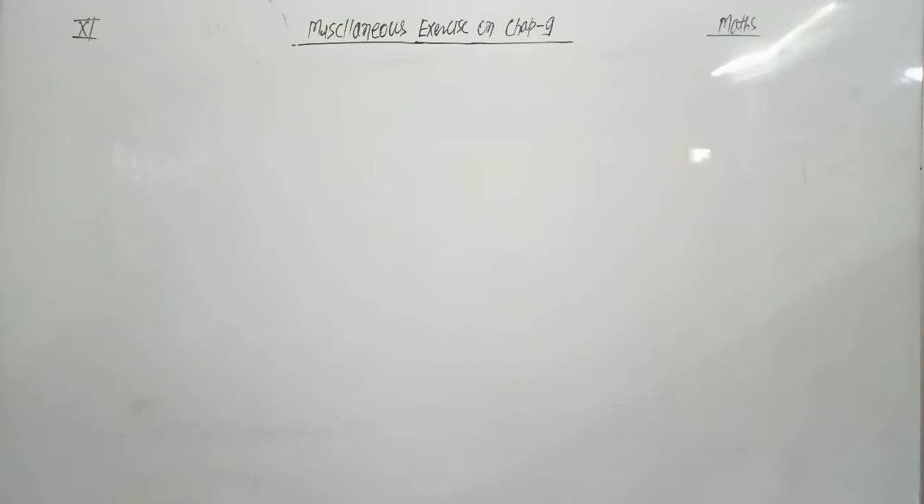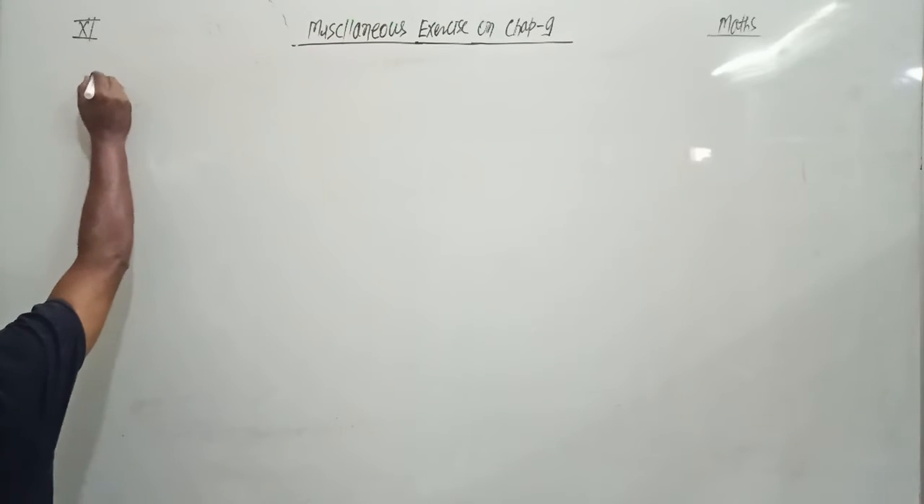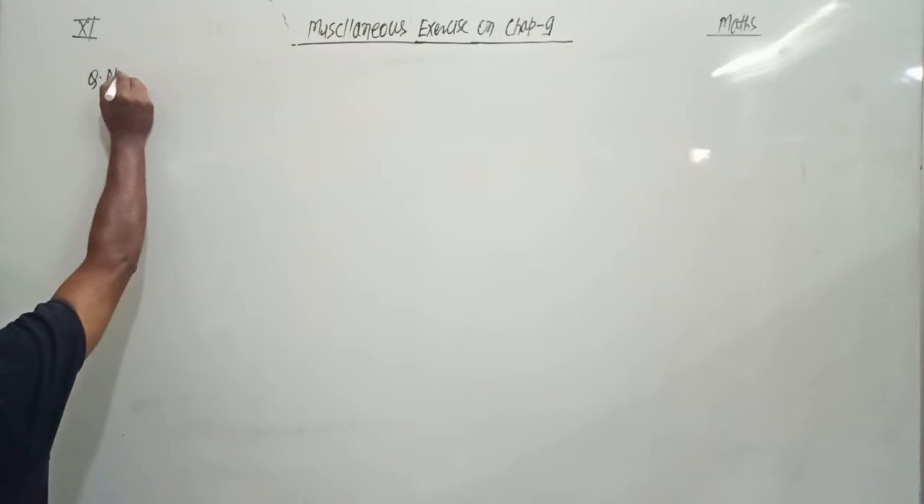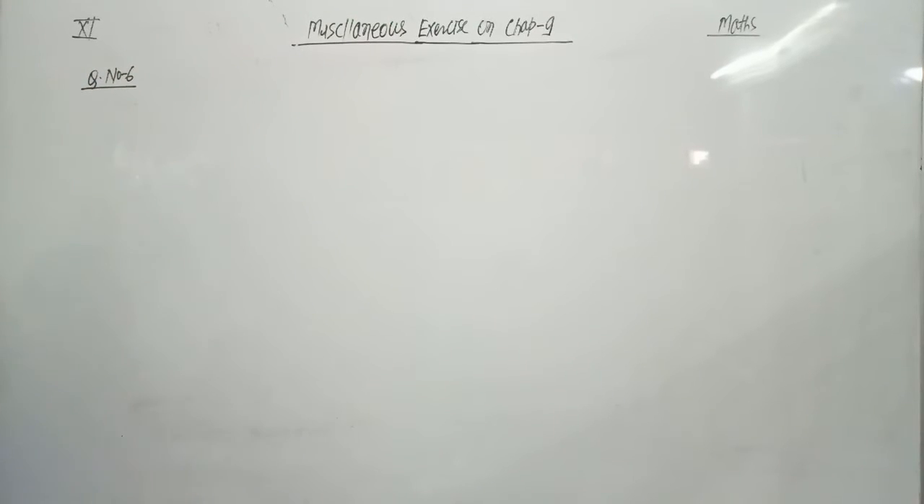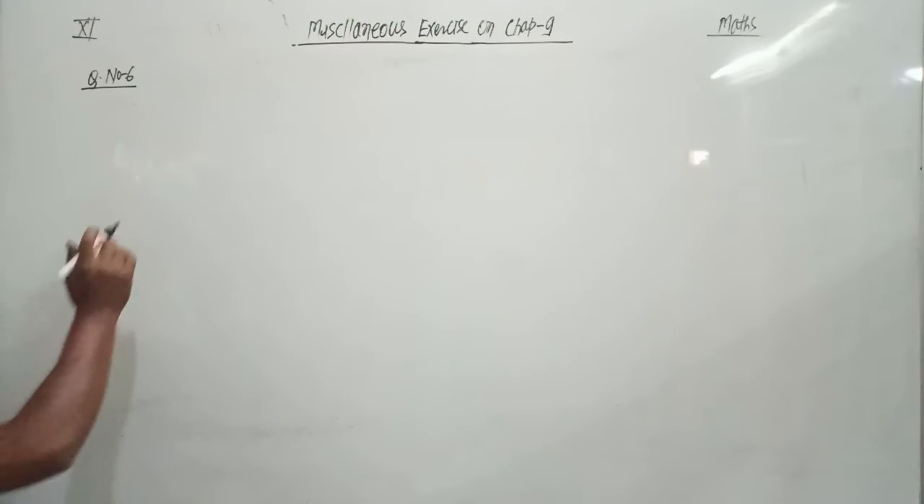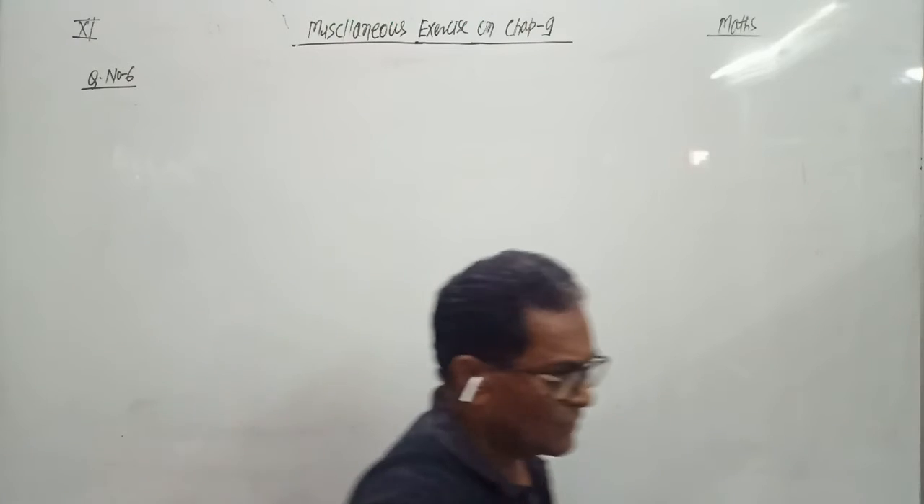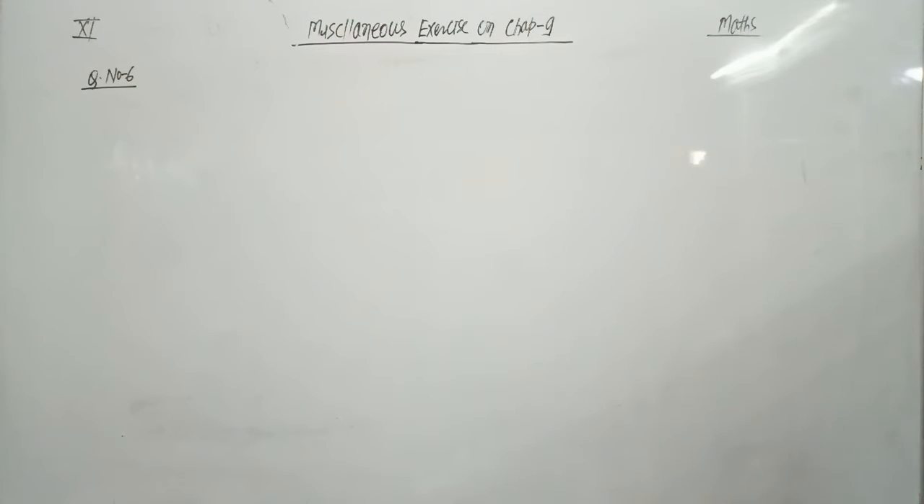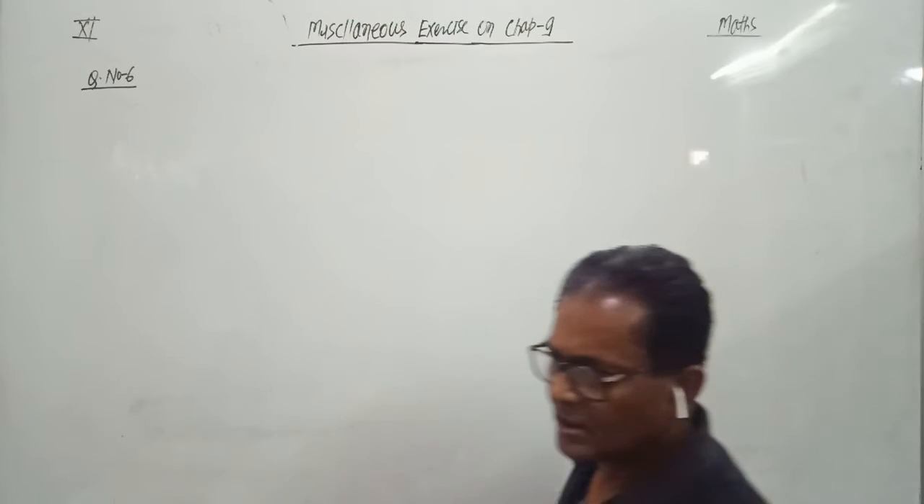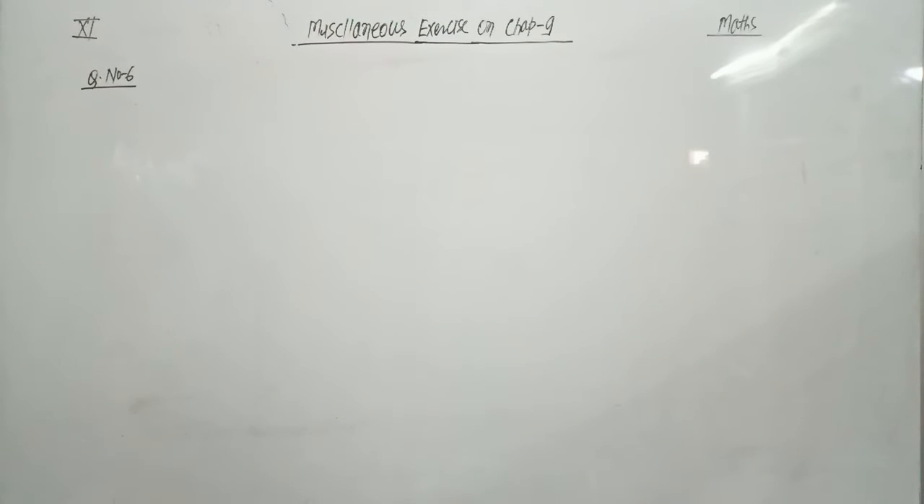Then let us see question number 6. Question number 6. Find the sum of all two-digit numbers which when divided by 4 yield 1 as remainder. We have to find the sum of all two-digit numbers which when divided by 4 give a remainder 1.